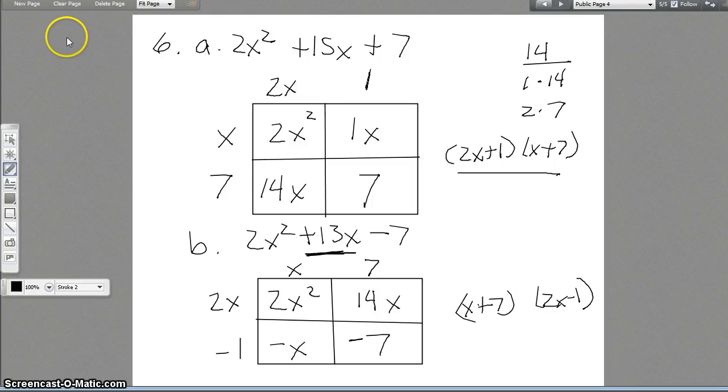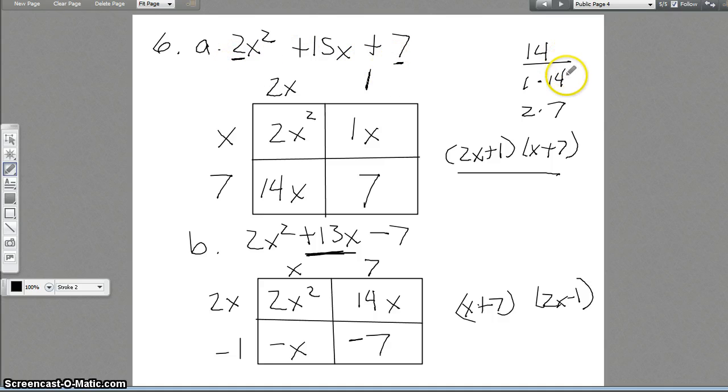Okay, so we're doing Chapter 10, Lesson 7, Part 2. We were working through number 6. For Part A, you can see we had 2x squared plus 15x plus 7. We start off with 2x squared in the top left box, 7 in the bottom right box. We multiplied the coefficient of the x squared with our constant.